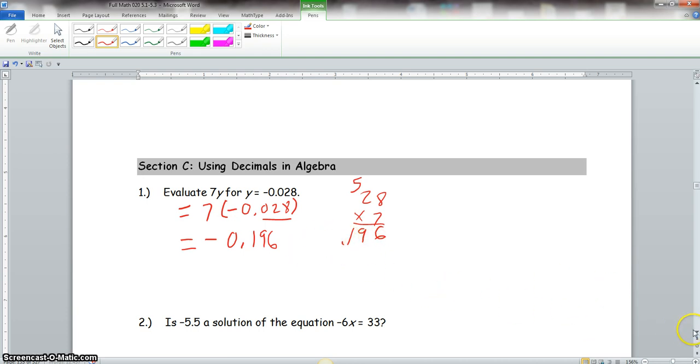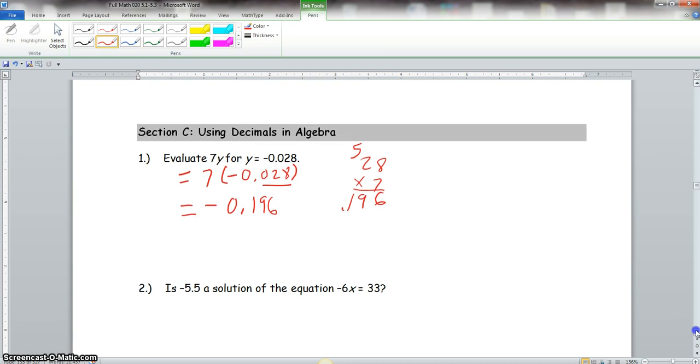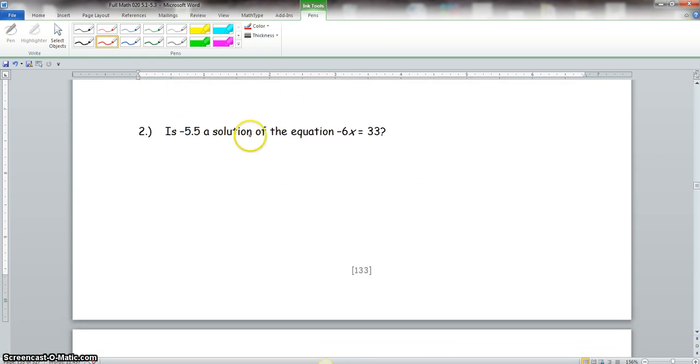Okay, now we go down to number 2. Now number 2 says, is a negative 5.5 a solution of the equation negative 6x equals 33? So what we're going to do here, we're going to substitute in negative 5.5 for x to see if this gives us a positive 33. If it does, we would say yes. If it doesn't, we would say no.